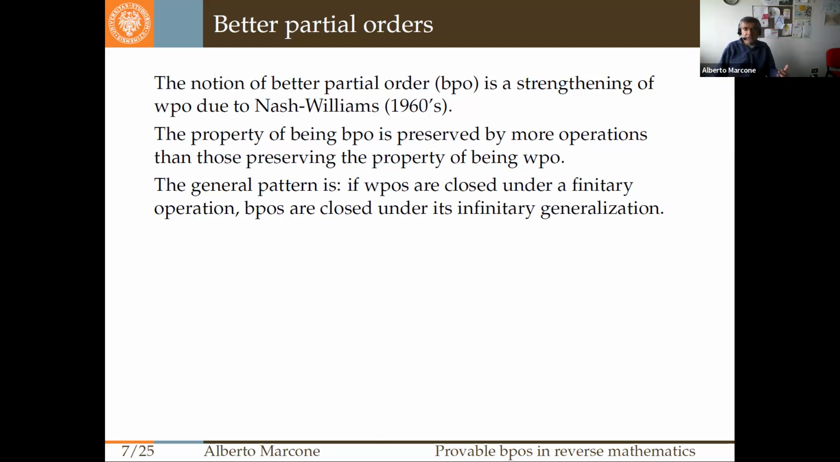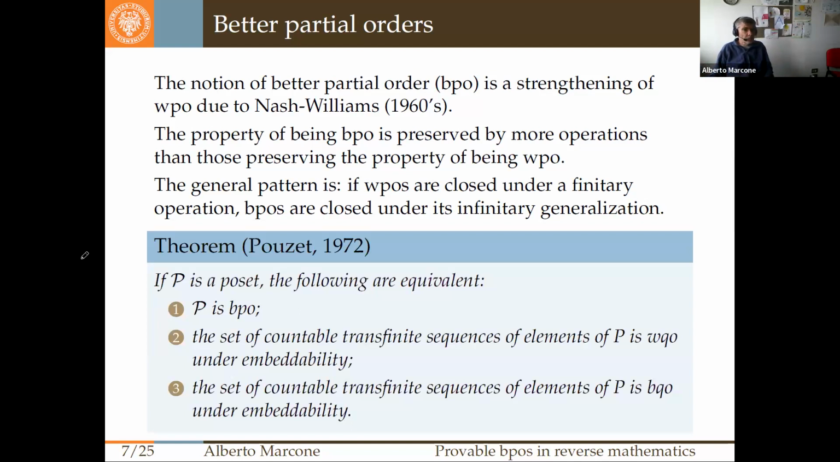And the general pattern is that if well partial orders are closed under a finitary operation, the better partial orders will be closed under the infinitary generalization of that finitary operation. And this is shown by this theorem of Poussin, 1972. You take a poset, a partial order, and the following conditions are equivalent. P is a better partial order.